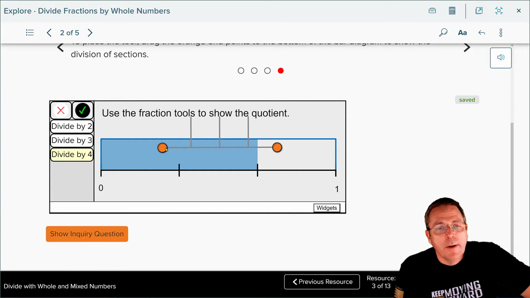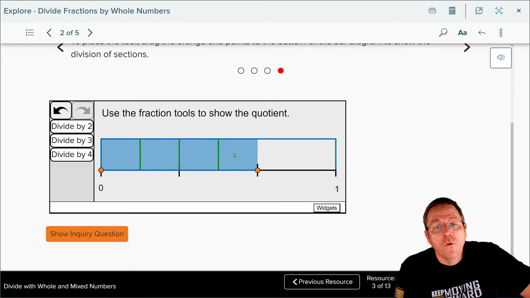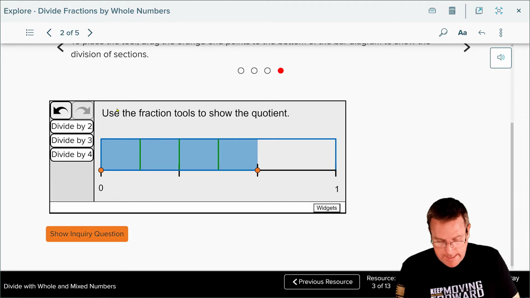And if we were to divide by 4, that means it would go here and here. So your 2/3 of the bar diagram is being divided into 4 individual pieces, which is yet another number, and we're not going to worry about what those answers are at this time.